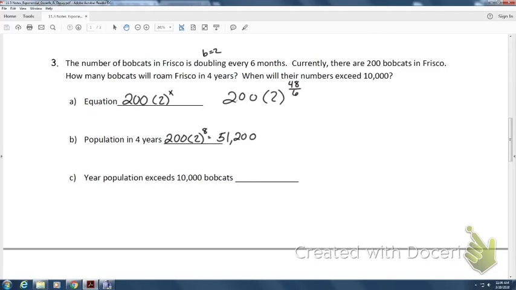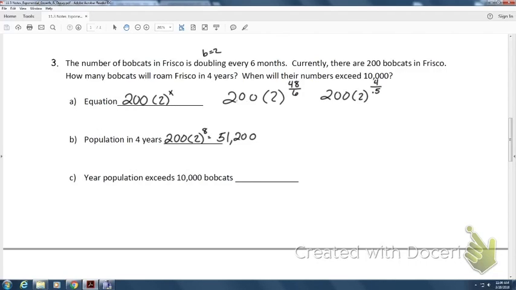Alright? I can do it that way. Could I also do it like this? Yeah. Now they're both in years. 6 months is half a year. Both of those will give me 8. 48 divided by 6 is 8. 4 divided by 1/2 is 8. Okay. And then I can go to C.